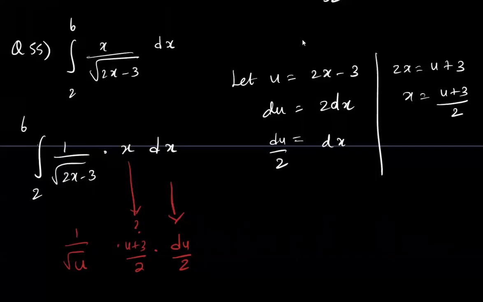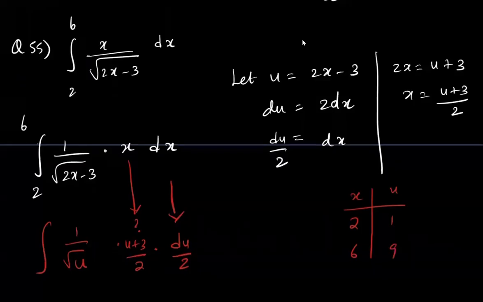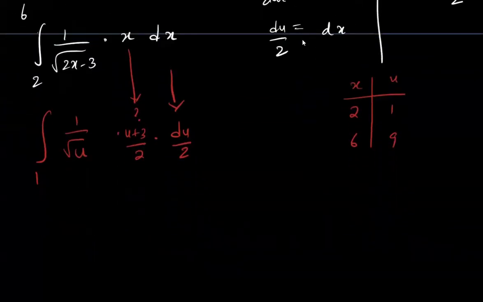Now I have to change the limits of my integration also between x and u. If x was 2, what is u? 2 times 2 is 4, minus 3 is 1. When x is 6, 2 times 6 is 12, 12 minus 3 is 9. So basically I have this as my problem.